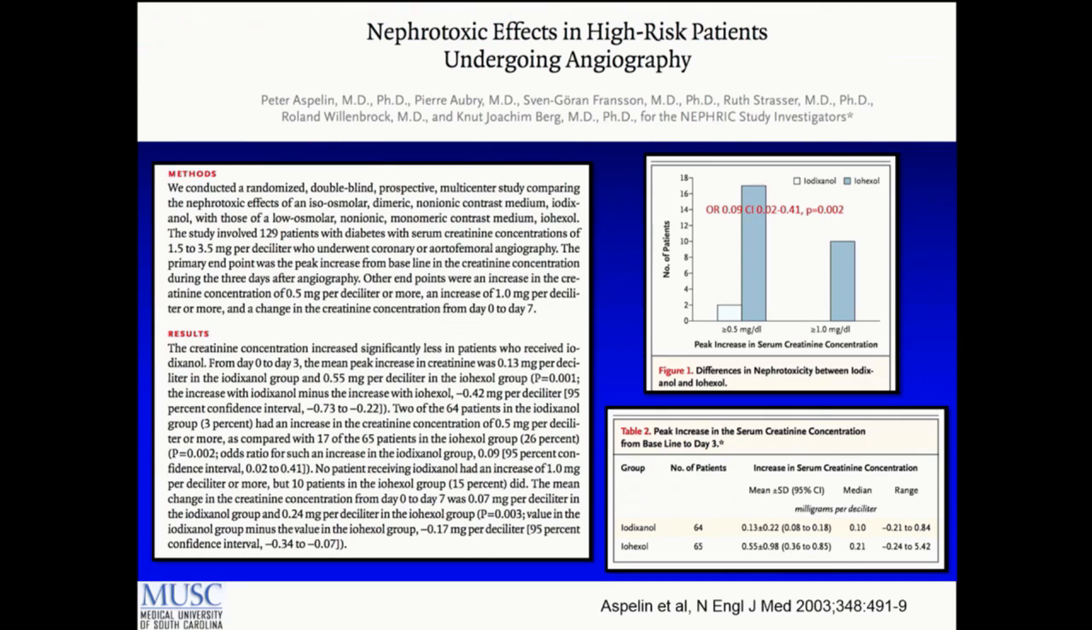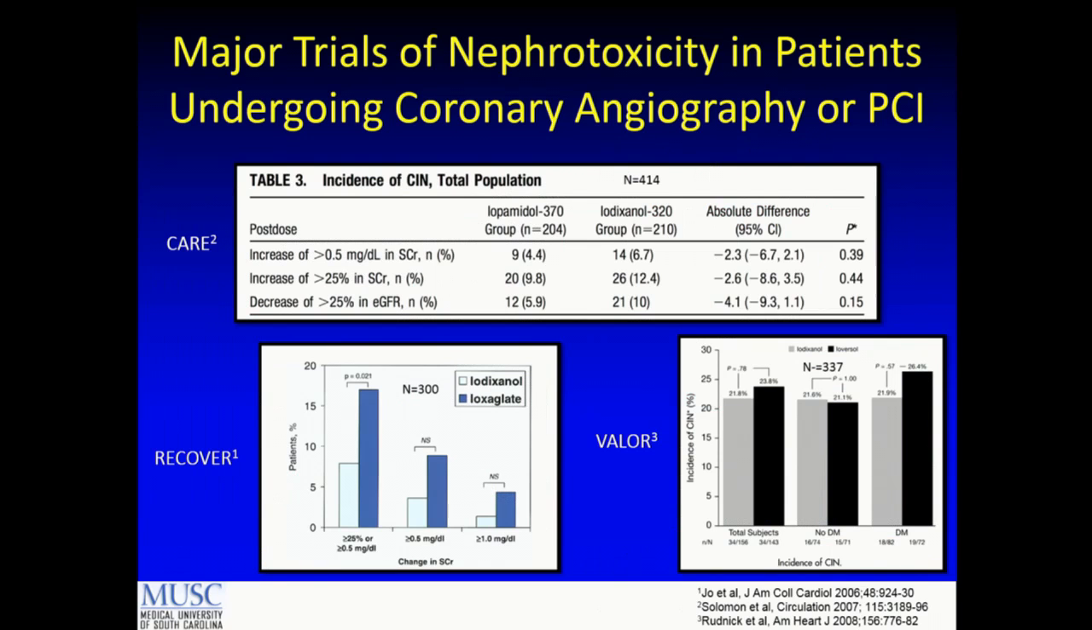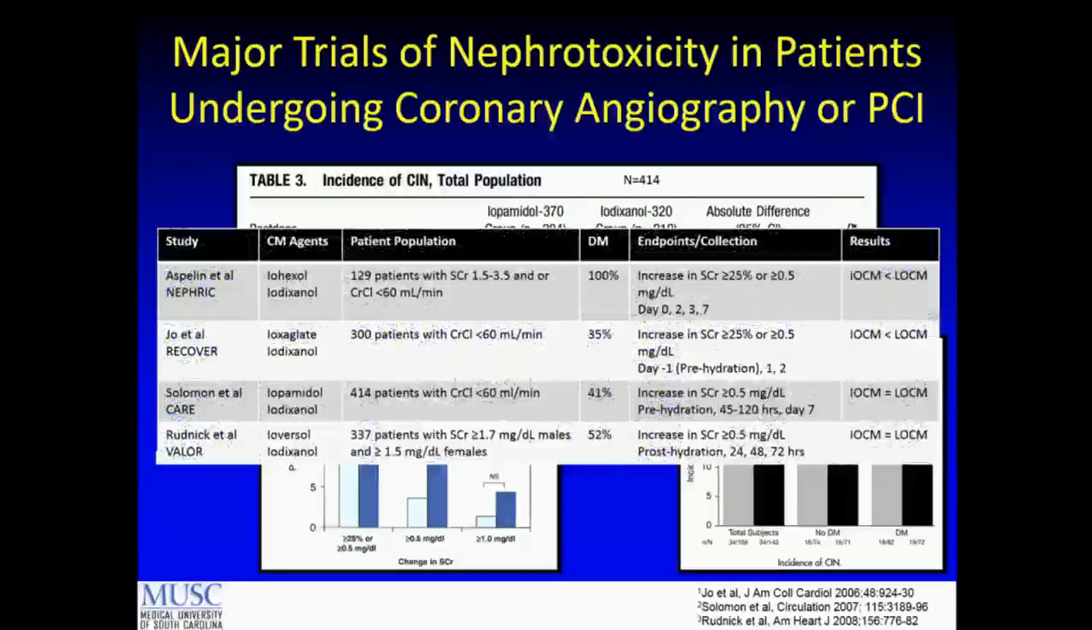This is a seminal study, the NEPHRIC study. 130 patients with diabetes and chronic kidney disease, with a creatinine ranging from 1.5 to 3.5, were randomized to either iso-osmolar or low osmolar contrast, and there was a statistically significant benefit to receiving iso-osmolar contrast with reduced contrast-induced nephropathy. Subsequently, several studies have really not shown this. RECOVER-1 showed a benefit, but then CARE and VALOR did not, and this is really what led to the changes in the guidelines.